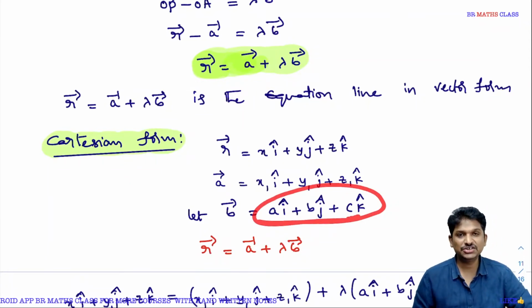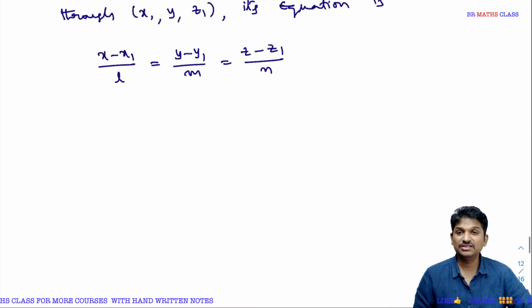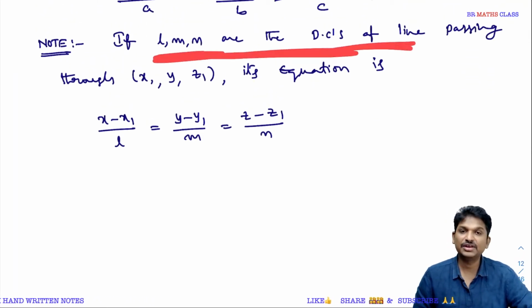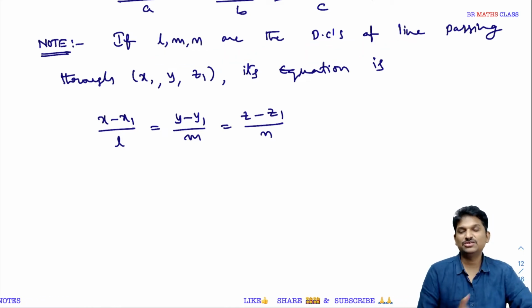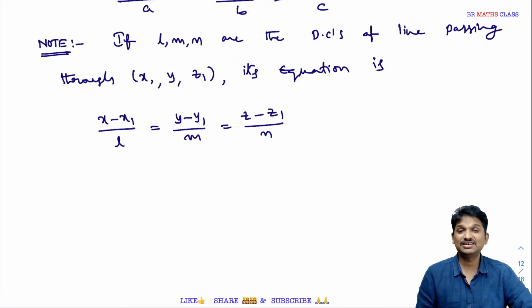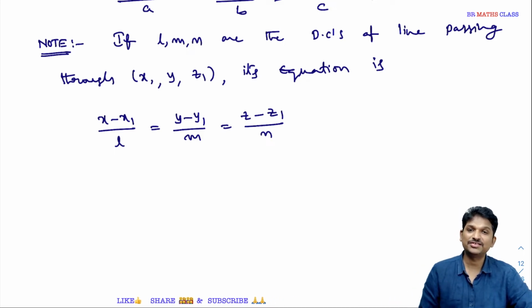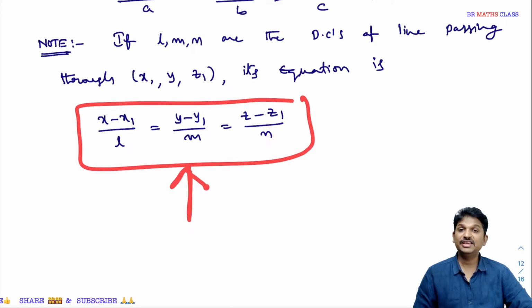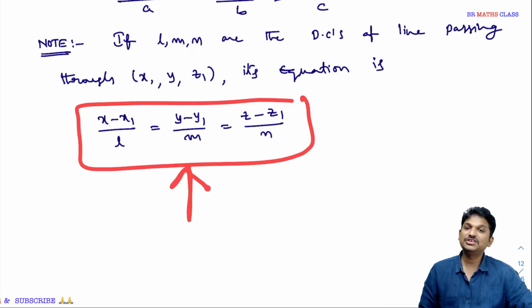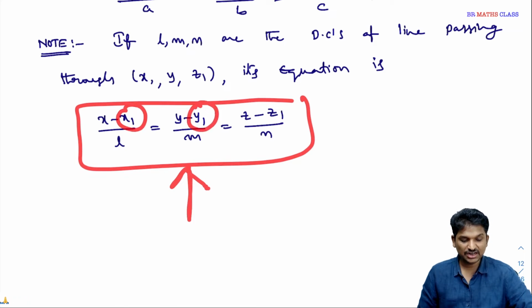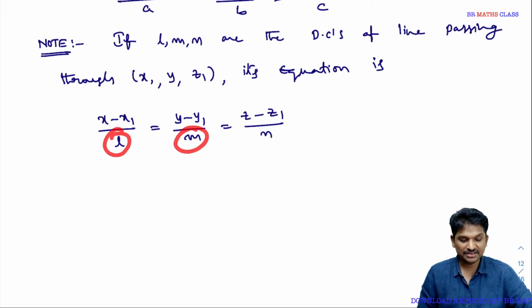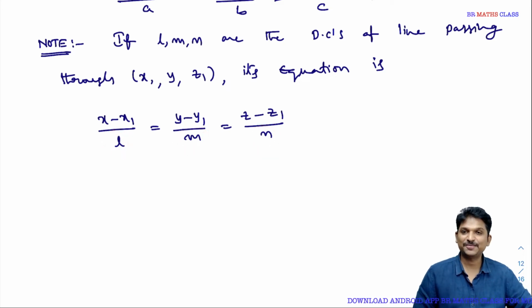If we know direction ratios, okay. If you know direction cosines also, look here, if l, m, n are the direction cosines of a line, because direction cosines also act as direction ratios. We discussed this in the first video, the direction ratios concept, right? So from this, what can you say? This is the equation of a line in Cartesian form. Which line? That line passes through the point x1, y1, z1 and is parallel to the vector l i cap plus m j cap plus n k cap. That's it. I hope you are understanding.